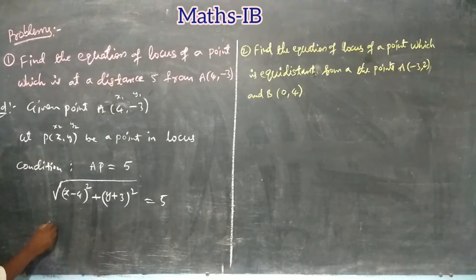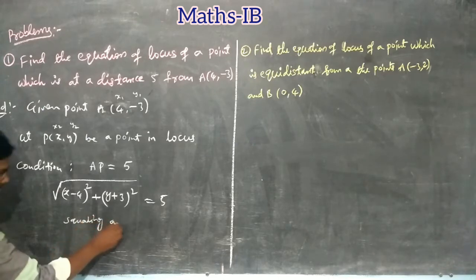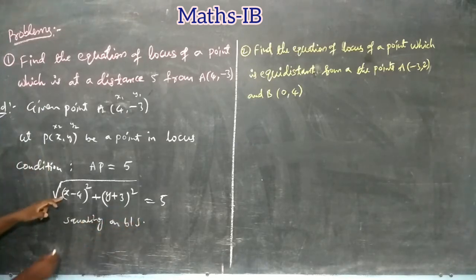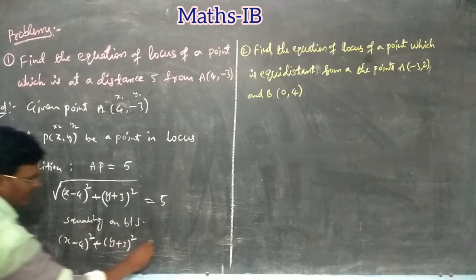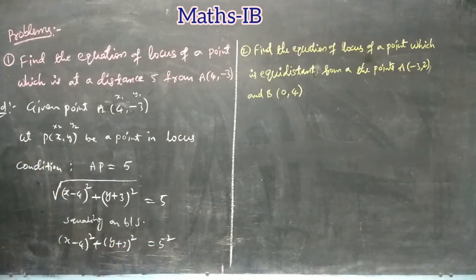Okay, right. So squaring on both sides. So what you get here? Square and root get cancelled. So x minus 4 whole square plus y plus 3 whole square is equal to 5 square. Now expand it. A minus b whole square formula. So what you get here?